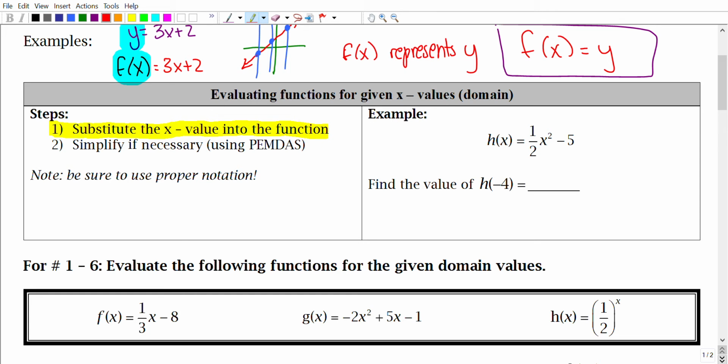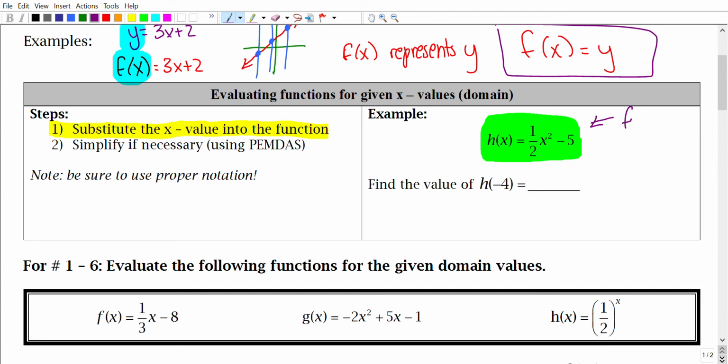So off to the side here, I have a quick example that we can use. Right off the bat, I can tell you that this is our function. Notice right away, I have an h of x. As soon as you see that, h of x, g of x, f of x, you could use multiple letters for the beginning, but notice it's always a function of x.